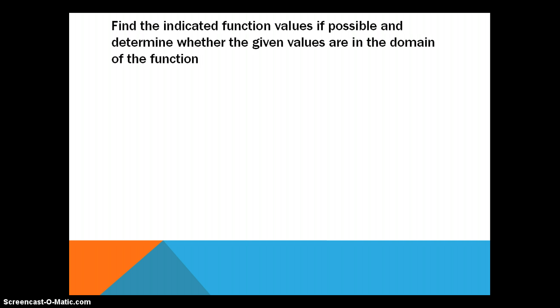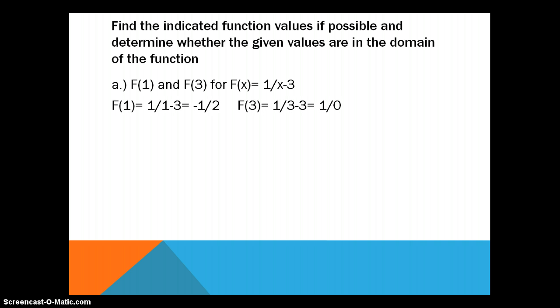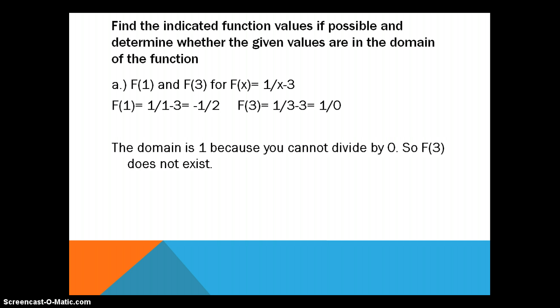Find the indicated function values, if possible, and determine whether the given values are in the domain of the function. f of 1 and f of 3 for f of x equals 1 divided by x minus 3. f of 1 equals 1 divided by 1 minus 3, which equals -1/2. f of 3 equals 1 divided by 3 minus 3, equals 1 divided by 0. 3 is not in the domain because you cannot divide by 0, so f of 3 does not exist.